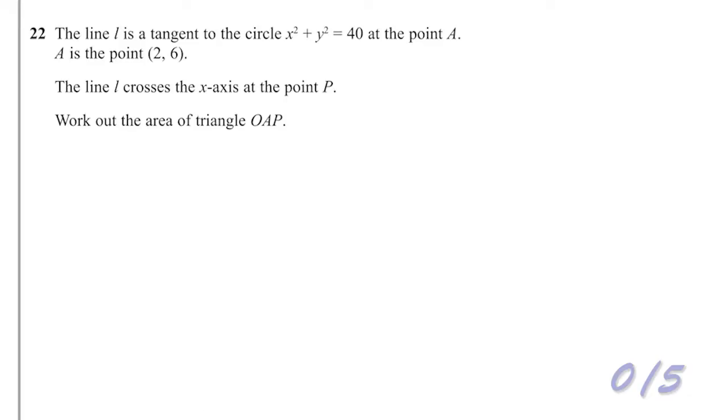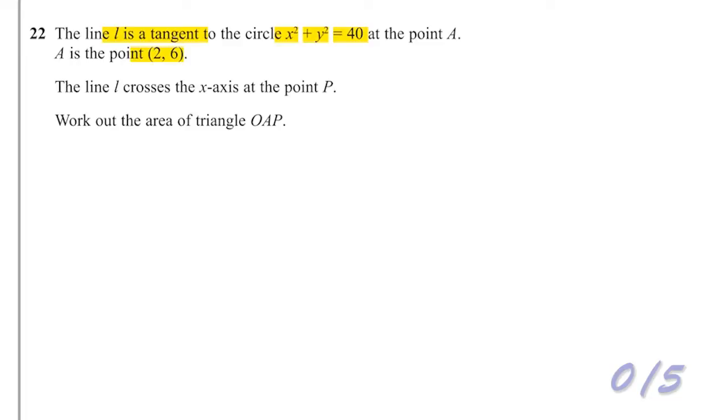Okay, last question of the paper. Question 22. Definitely hard questions, particularly aimed at those of you that are looking for an 8 or a 9. So, let's get started. We have line L, which is a tangent to the circle, and they give us the equation of the circle. You need to make sure you know how they work. At point A. A is at 2, 6.